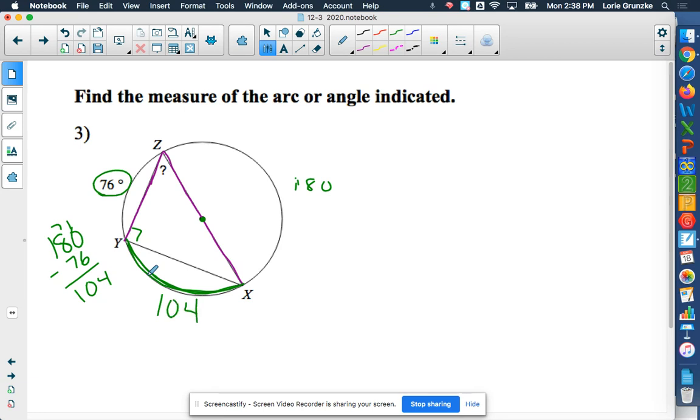I want to know the angle. The arc is bigger than the angle by 2. Divide that in half. 104 divided by 2. Pick the correct answer.